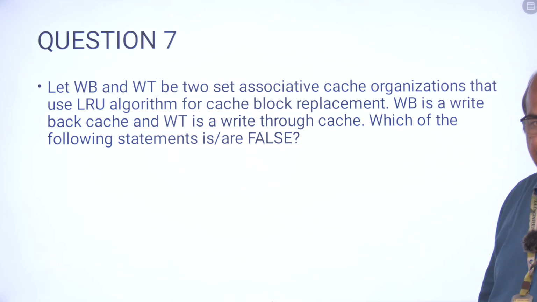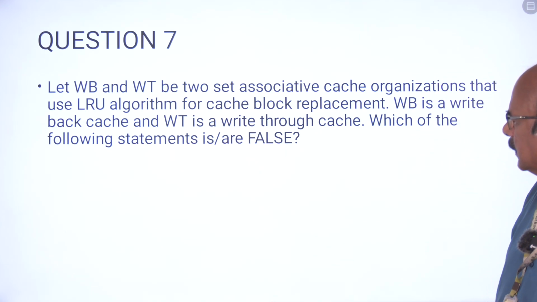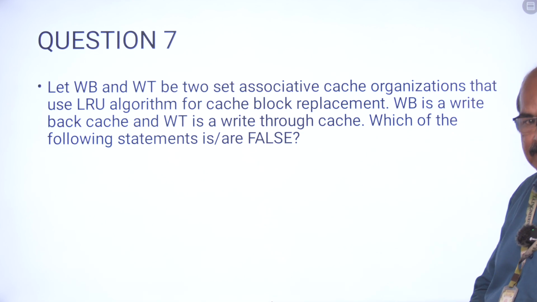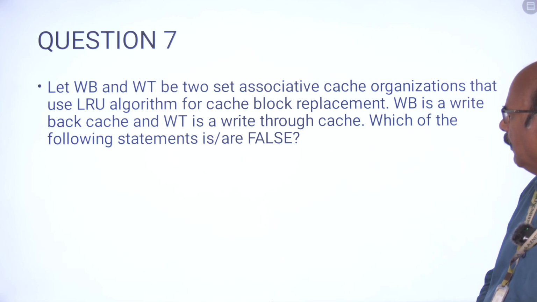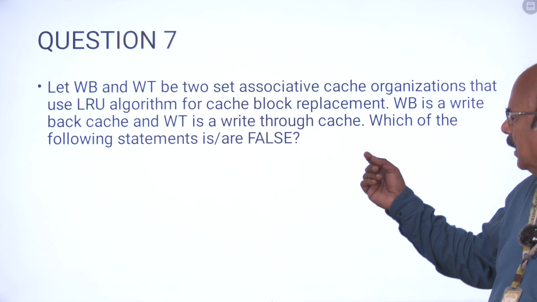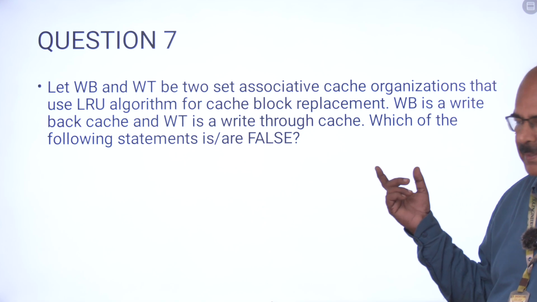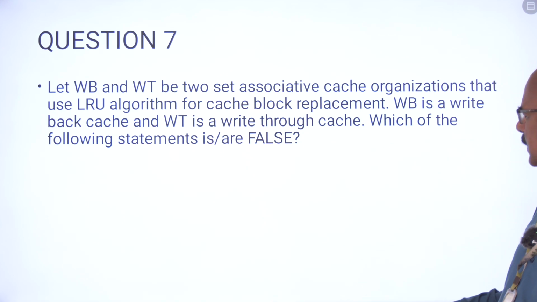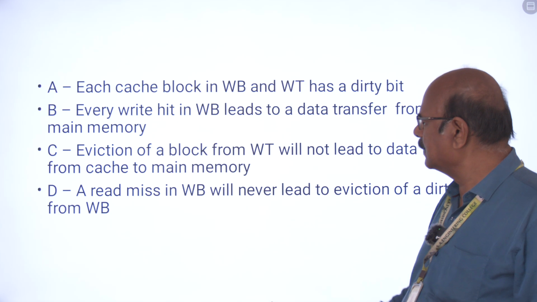Question 7. Let WB and WT be set associative cache organizations that use the LRU algorithm for cache block replacement. WB is a write back cache and WT is a write through cache. Which of the following statements are false? Let us see the answer for this.